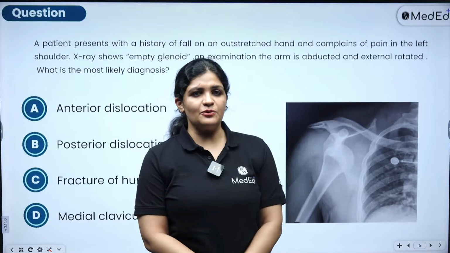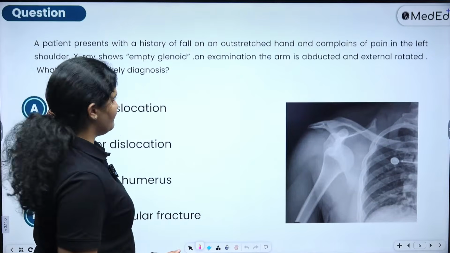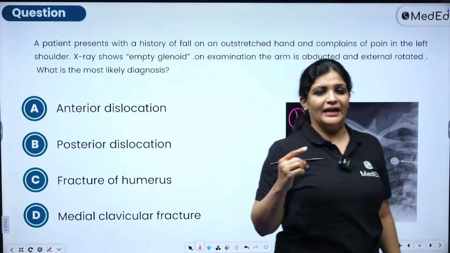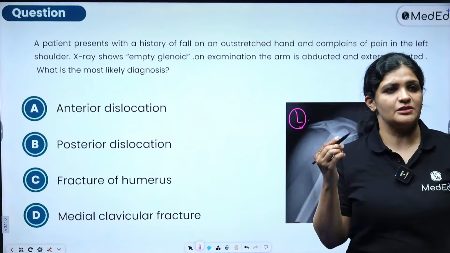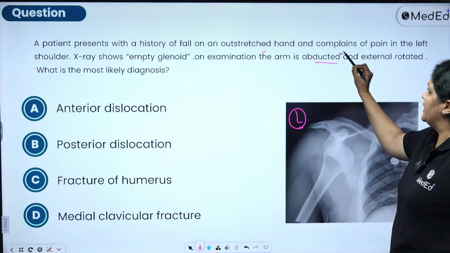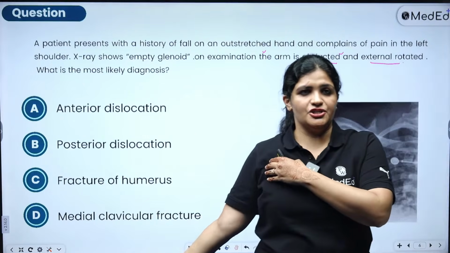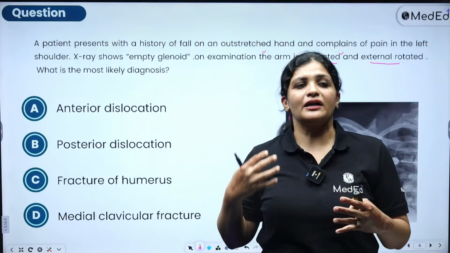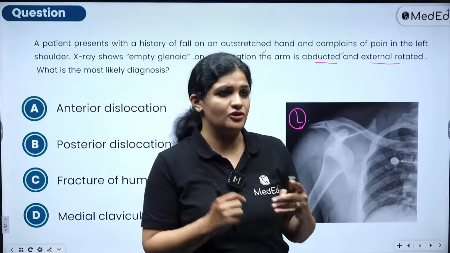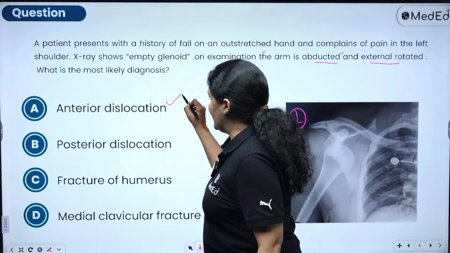So the next question is, the patient presents with a history of fall on an outstretched hand and complains of pain in the left shoulder. This is an X-ray they have given of the left shoulder, and they have given the mechanism of injury also. On examination you find an abducted and externally rotated arm. So whenever there is abduction and external rotation, what will happen to the shoulder joint? It will come out of the glenoid cavity. This coming out of the glenoid cavity anteriorly is called anterior dislocation. So the answer here is A, anterior dislocation.